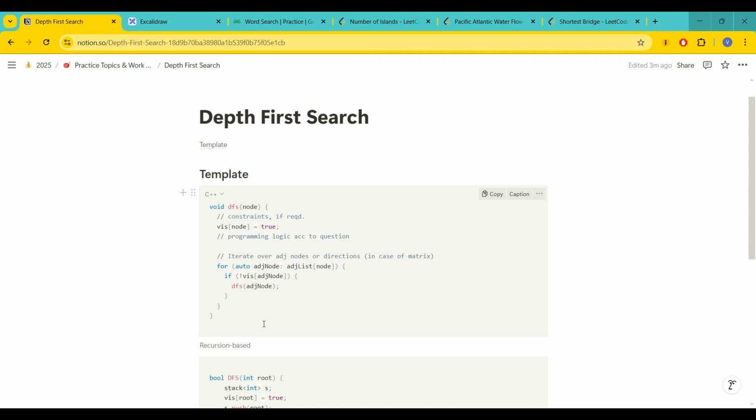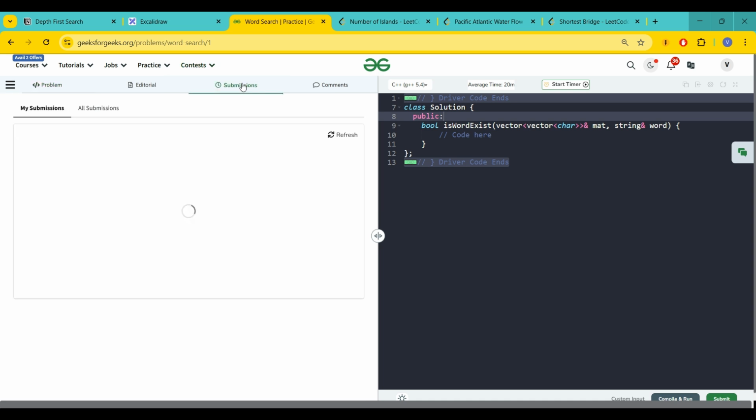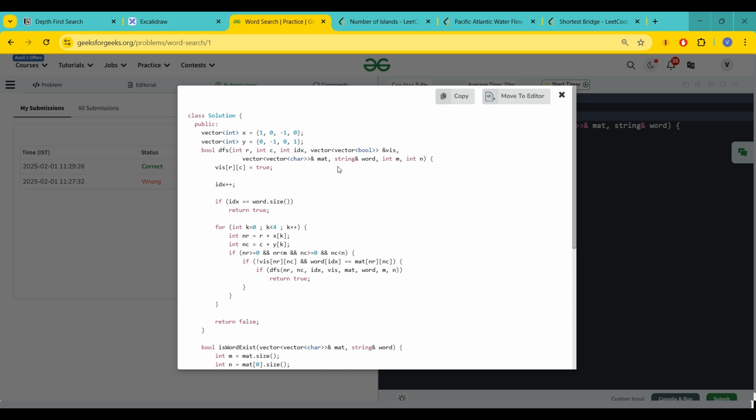Okay, so now let's move to question number 1, where we can check how this template is working. So yeah, the first question was this word search problem, only because I solved it today morning. And yeah, so here is how we are applying it. For the word search solution, if you want, you can see my other video.